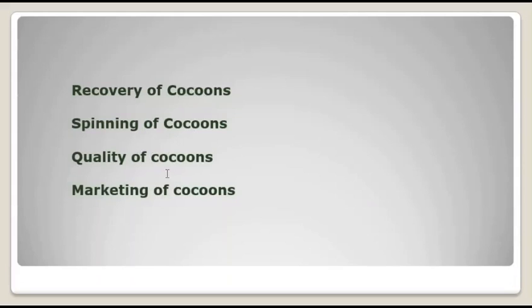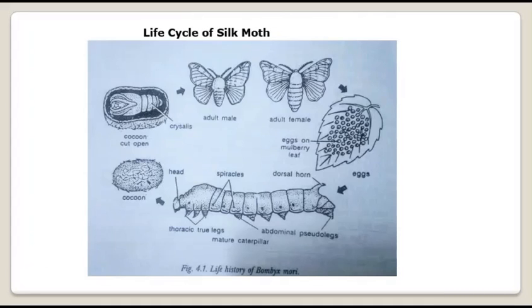Then, quality of the cocoon. How can we decide the cocoons are of best quality, or how can we get the best quality cocoons? Any guesses? If you remember one point that we studied in the life cycle, let's go back for a second. Yes, this is the adult, right?